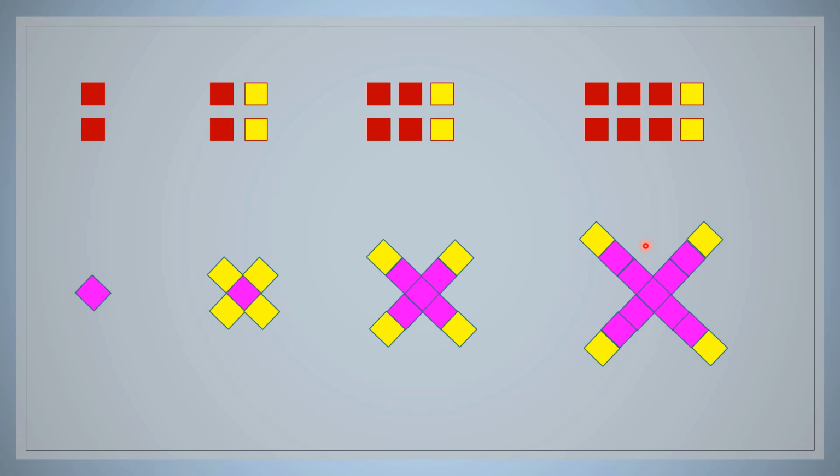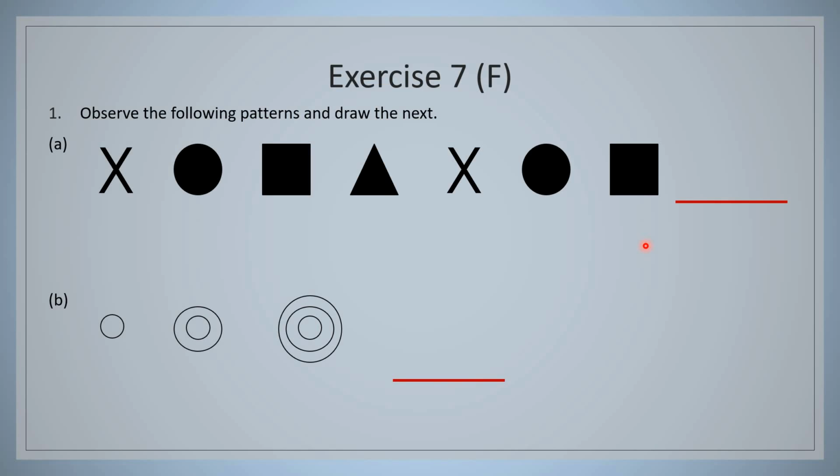These are known as patterns. The rule has to be followed. As you have seen, we followed the rule that was applied on the earlier figure. Now let's move on to exercise 7F. Observe the following patterns and draw the next. We have to first observe the patterns given to us and then draw the next one.